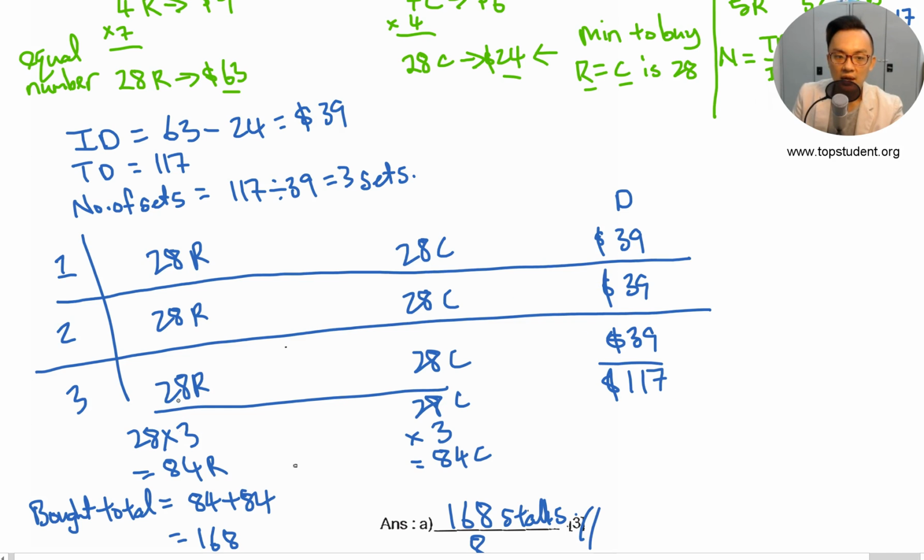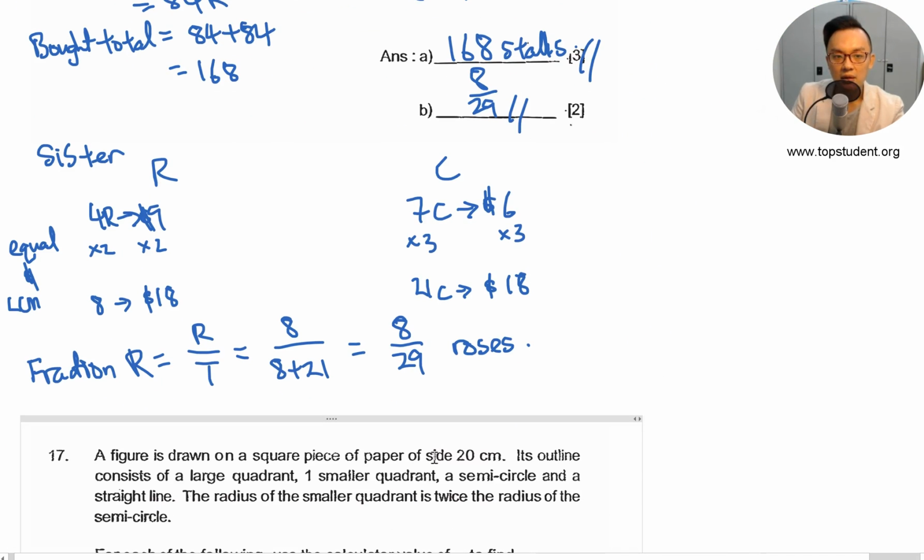So if I take 28 times 3, I got 84 roses. 28 times 3, I got 84 carnations. Total is 168 stalks. And then the other part where the sister, you need to make the money the same. So that means $9 and $6, you need to find the lowest common multiple.